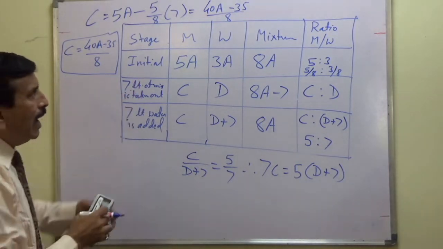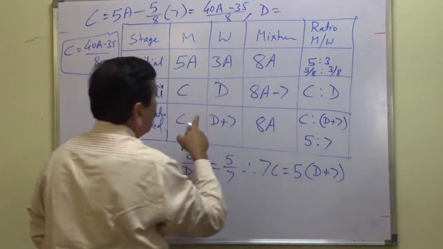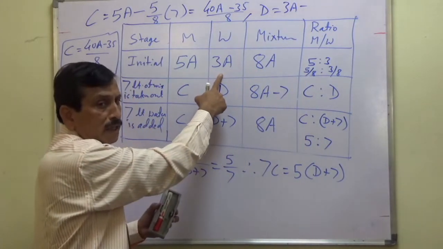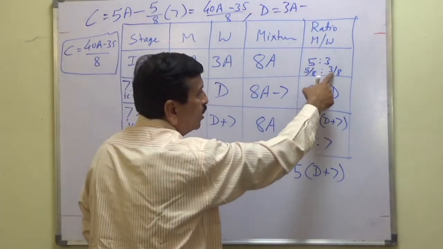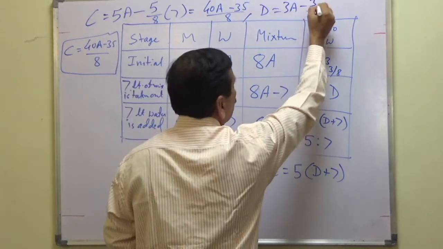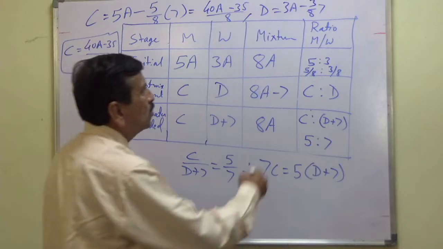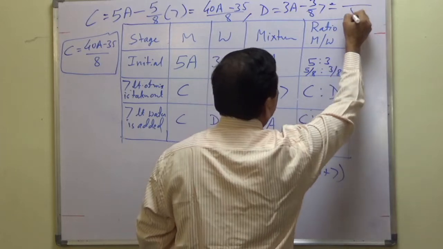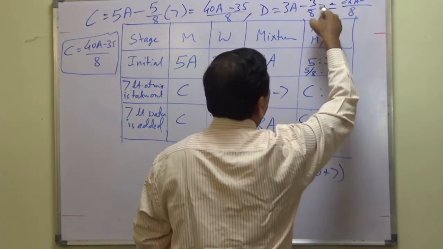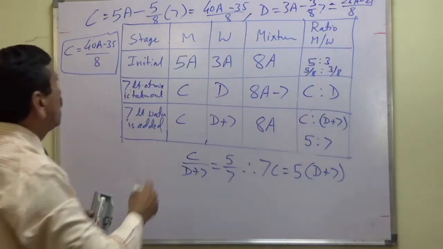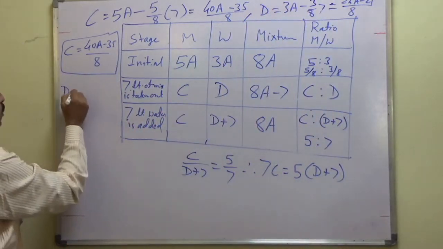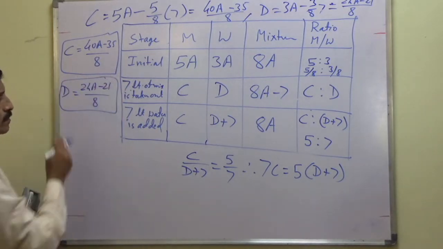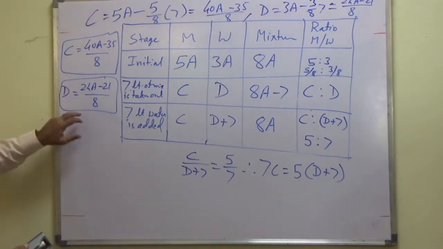Similarly, I will calculate for D. D is equal to what? 3A minus 7 liter of mixture is taken out. From that 7 liter, 3/8 was my water. So 3/8 of 7 taken out. So cross multiply. We'll get here 8 into 3, 24A minus 7 into 3, 21. Okay, so my D will be equal to 24A minus 21 upon 8. Alright, I know C, I know D.